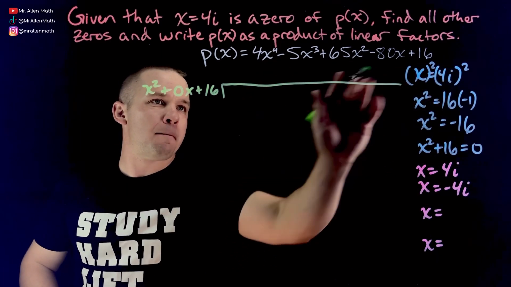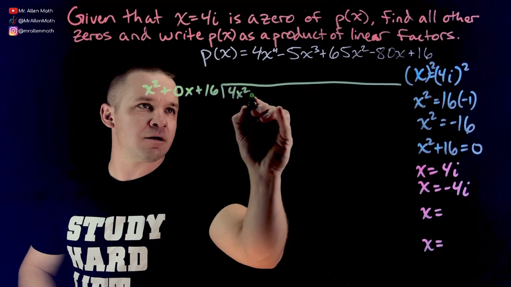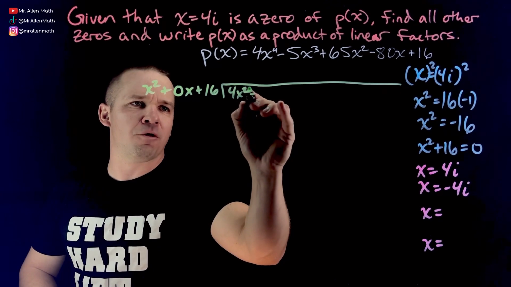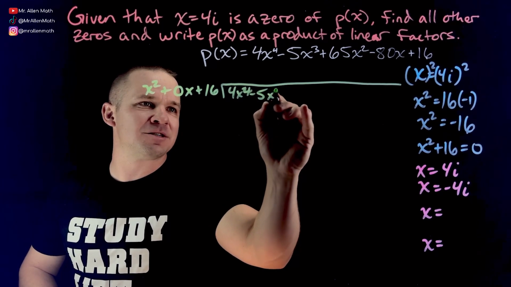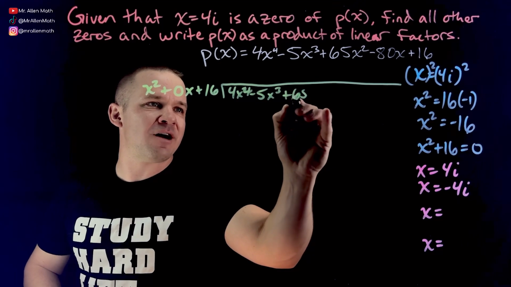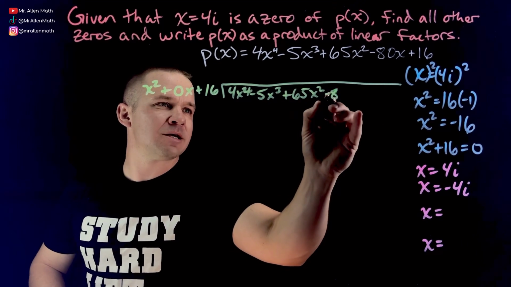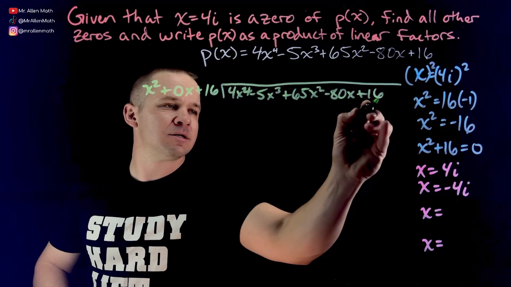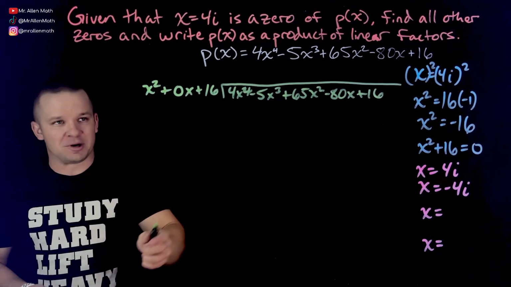Then I'm going to put my polynomial here, the 4x to the 4th minus 5x to the 3rd plus 65x squared minus 80x plus 16. Okay, there we go. Don't want to screw that up right off the bat.